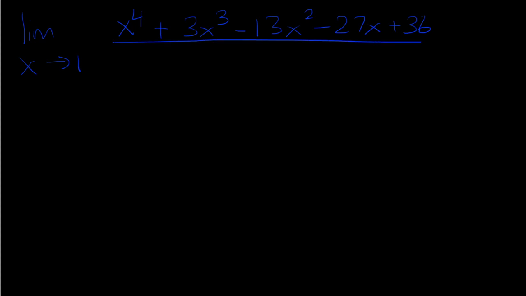Next, we're given a very long, complicated limit. We have the limit as x approaches 1 of x to the 4th plus 3x cubed minus 13x squared minus 27x plus 36 all over x squared plus 3x minus 4. Just by looking at this, it looks very intimidating. You should always test: if you plug in 1, what do you get? Turns out you get 0 over 0.